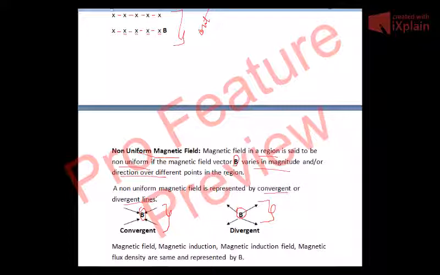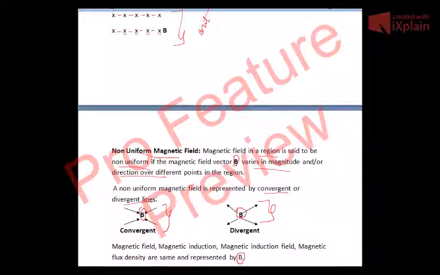Magnetic field, magnetic field induction, and magnetic flux density are the same and are represented by B. In some books you can see magnetic field B, in some books magnetic induction B, or magnetic induction field B, or in some cases magnetic flux density B. They are the same physical quantities.